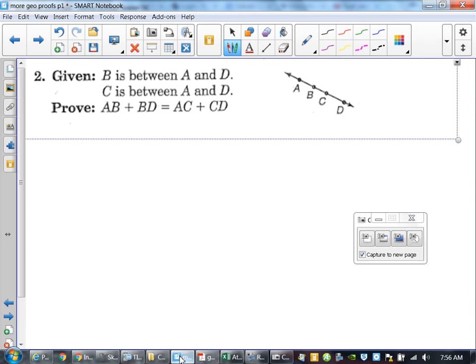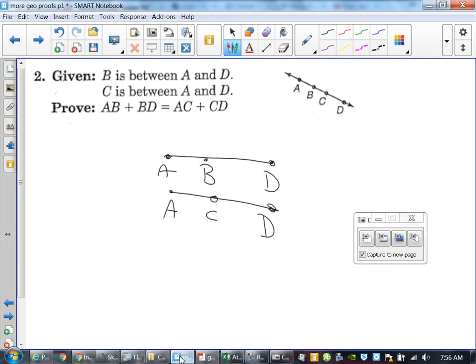Just thinking, if A and D are here, where does B go? Does it have to be in the middle? B is between A and D, okay? Thinking about that, the same idea, C is between A and D. Well, A and D are here. Does it matter where C goes? It just says it's somewhere in between. It does not matter.